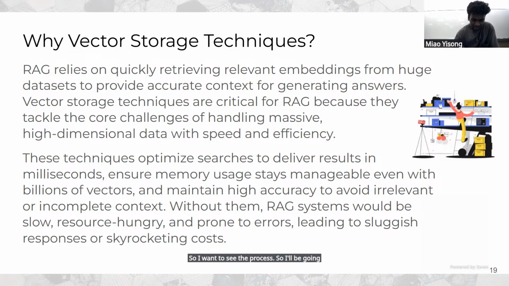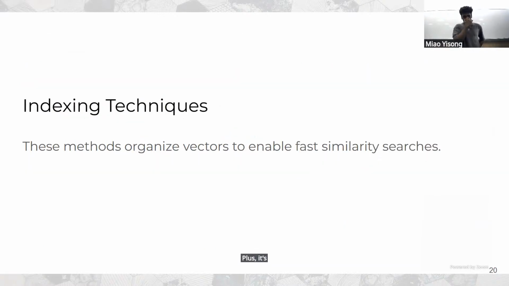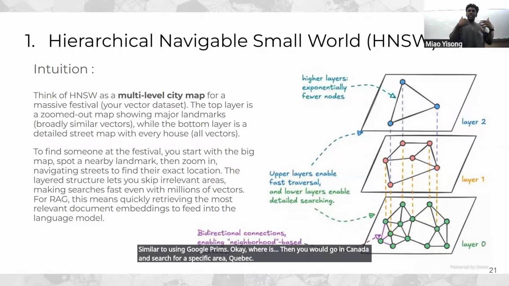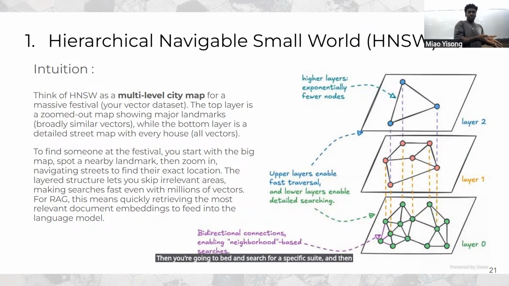So I'll be going over some of the storage techniques. The first technique is called hierarchical navigable small world. It sounds like a lot, but I feel like all algorithms and techniques can be analogous to day-to-day scenarios. The intuition behind hierarchical navigable small world is basically like a multi-level search. Let's say you want to find a certain house or an event that's going on. You will first see a zoomed-out map, similar to using Google Maps: where is this event, let's say in Canada? Then you would go into Canada and search for a specific area, Quebec. Then you would go into Quebec and search for a specific street, and then you would find the house. This is the same analogy used in hierarchical navigable small world, or HNSW. And fun fact, MongoDB in 2019 shifted its whole vector storage algorithm for basic queries to HNSW.